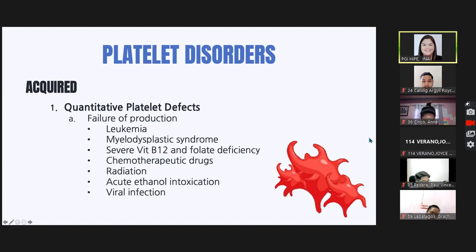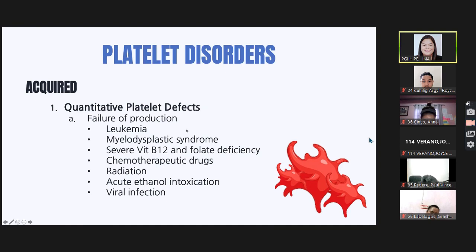So we go now to the acquired. The acquired platelet disorders are classified into quantitative and qualitative. Actually, there is a table in your textbook for the summary. So under quantitative, we have failure of production. So usually these disorders are linked to the disorders of your bone marrow.